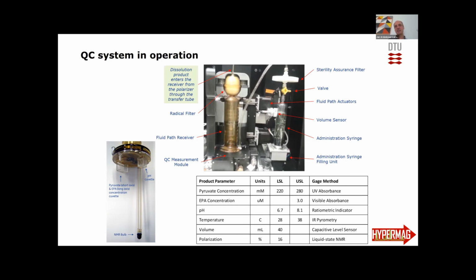on the right. And in between those two, all the quality control has been done, and all the parameters that you see in the table on the lower right have been measured. So it's being checked that the pyruvate concentration is within range, that the radical has been removed, pH is correct, temperature is correct, volume is correct, and also that the polarization is fine. If the polarization is not correct, then there's no reason to inject it into the patient, even though it would have been safe. But all the others are part of the, let's say, process and product control that ensure that it's safe to inject into the patient.